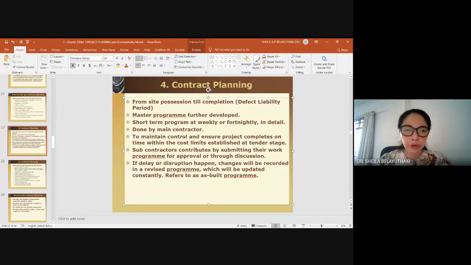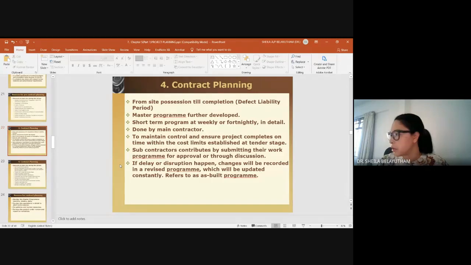So it is done by the main contractor, to maintain control and to ensure your project is completed within the time, cost and so on. Subcontractors contribute by submitting their work program for approval. As a main contractor doing the job on a daily, weekly basis, you might need input from subcontractors too, because the main contractor might not be overlooking all the small details. You might not be looking at reinforcement bars, for example, so you would have the subcontractor look into that.